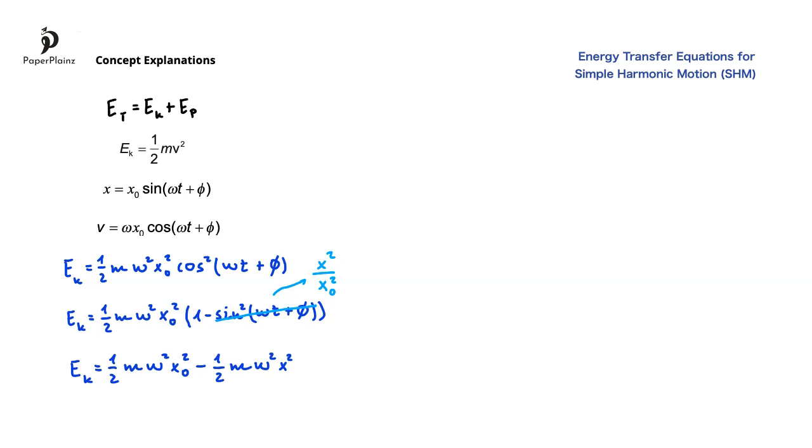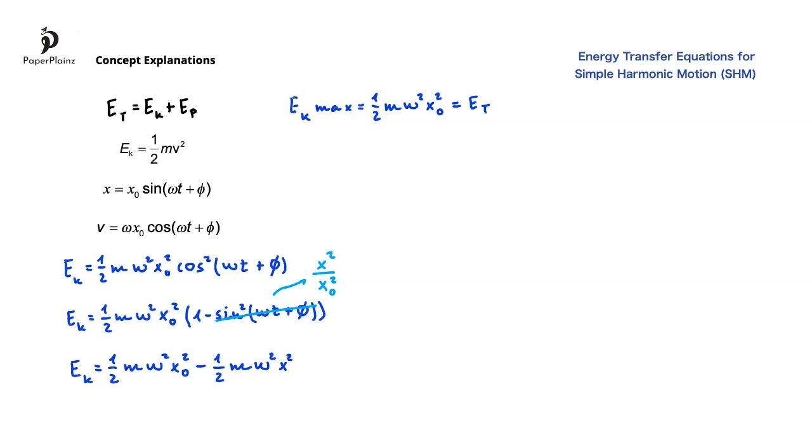Logically, kinetic energy will be a maximum when the second term in this expression is 0, which happens when x, so the displacement, is 0. This result also makes sense because when displacement is 0, the object is passing through its equilibrium position, where velocity is a maximum, making the kinetic energy a maximum as well. So we can write that the maximum value of the kinetic energy is equal to 1/2 m omega squared x0 squared. Now when kinetic energy is at a maximum, potential energy is equal to 0, so this expression also gives us the total energy of the oscillating object.